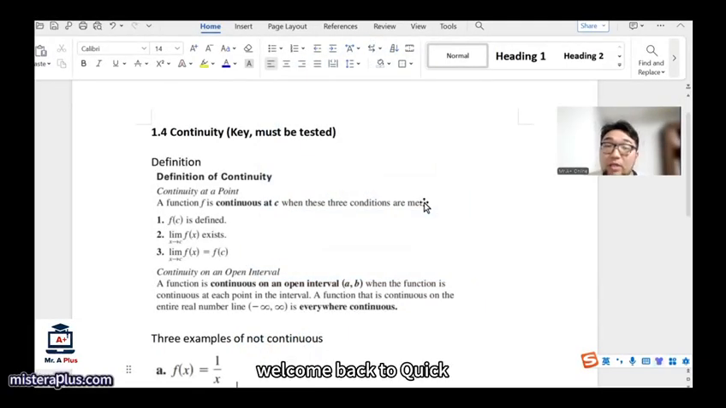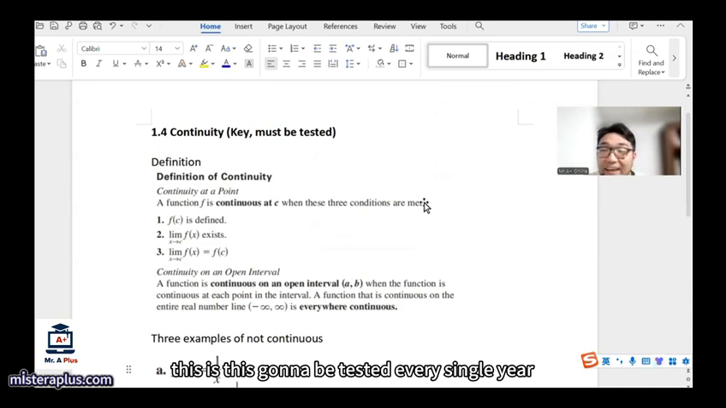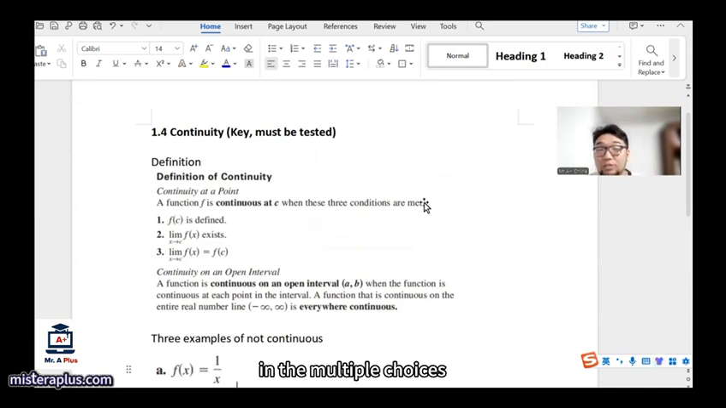Welcome back to QuickCalc, and today we're going to learn a very important unit, 1.4 continuity, in chapter 1. This is going to be tested every single year in the multiple choices. I even remember there are 2 years they make some proving questions in the free responses for this type. So very important unit, all right?